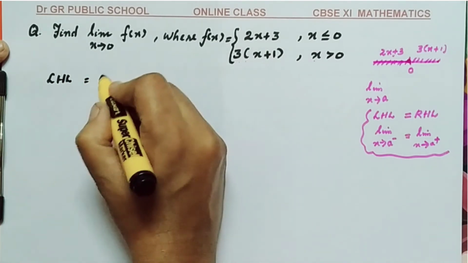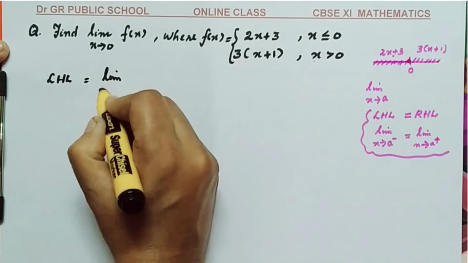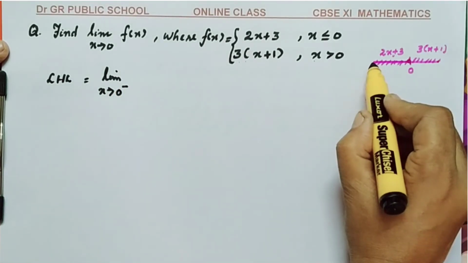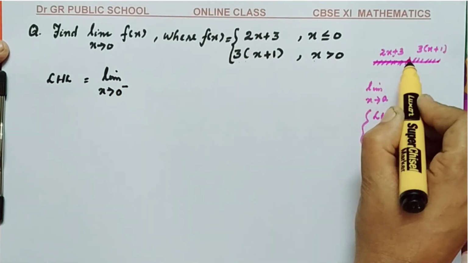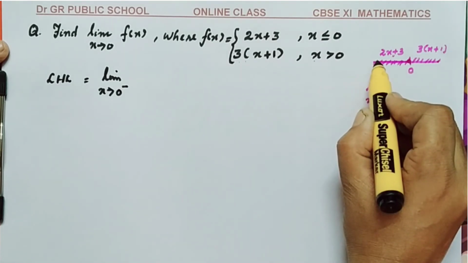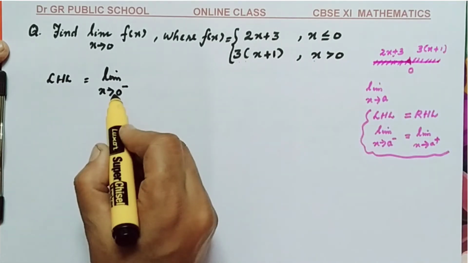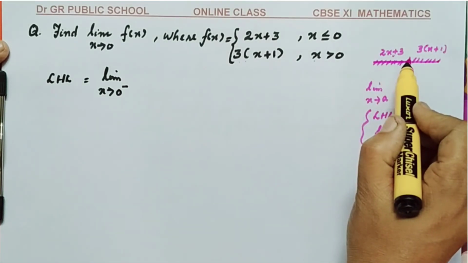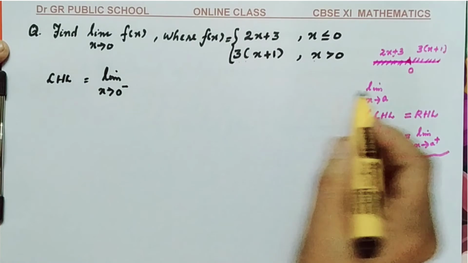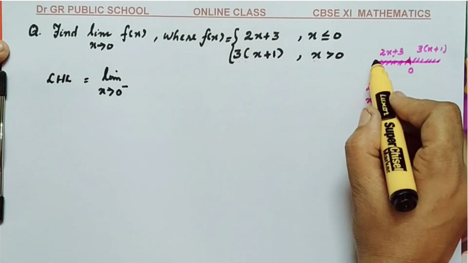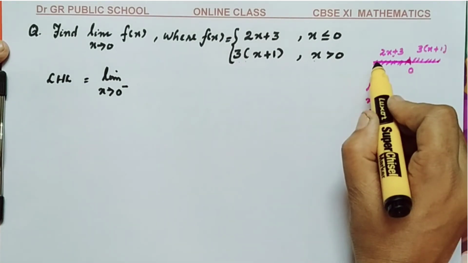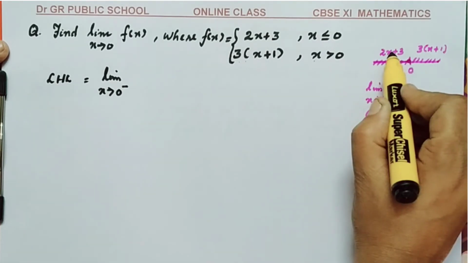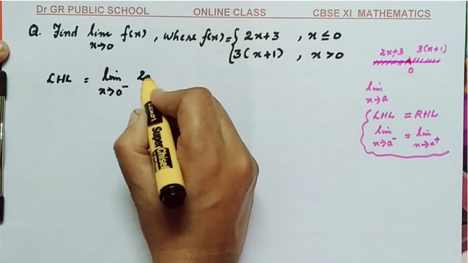LHL means limit x tends to 0 minus. 0 minus means that the function doesn't take the value 0, but instead it is approaching 0 from the left side. In that case, when the function takes a value less than 0, or when the function is approaching 0 from the left side, the value of the function is 2x plus 3.